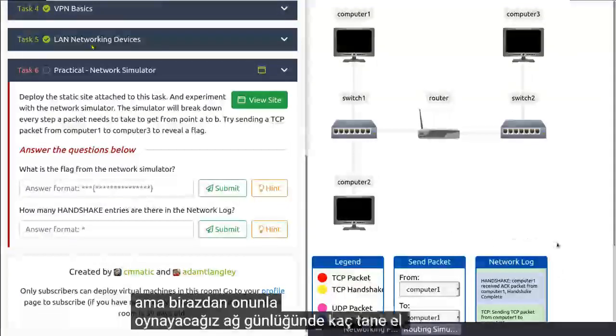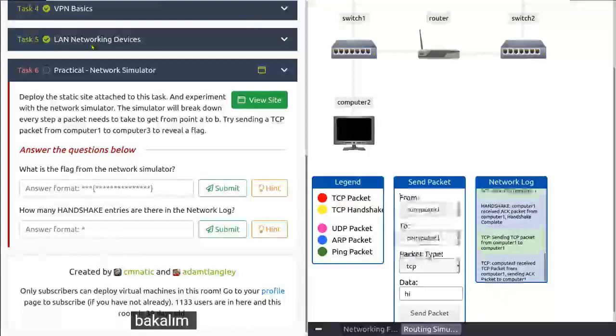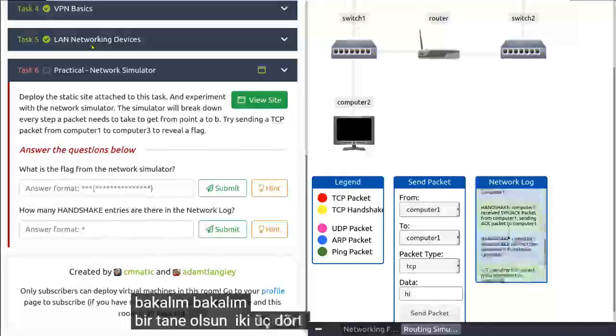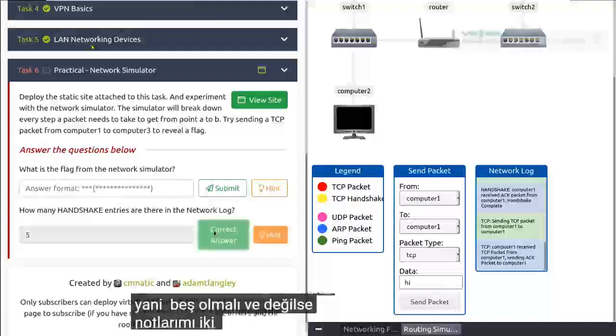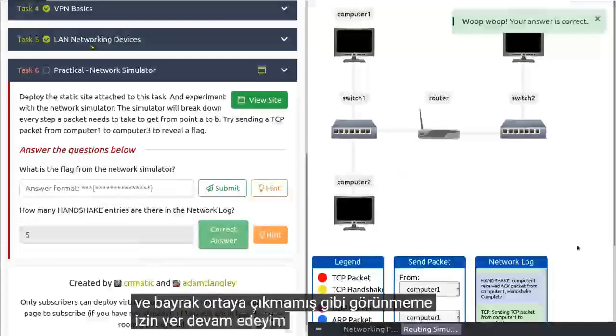How many handshake entries are there in the network log? Let's see. So we have 1, 2, 3, 4, 5. So it should be 5. And if not, I will double check my notes. And it didn't look like the flag showed up. Let me go ahead and play with this, and we'll see what happens. All right, there we go.